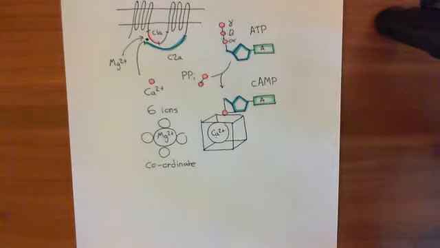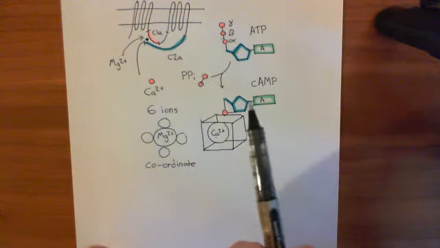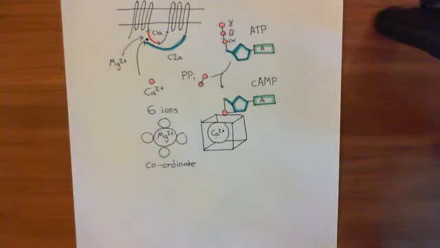And when the pyrophosphate remains bound in the active site of that enzyme, it means that you can no longer bring in another ATP molecule. So yes, you made one cyclic AMP molecule, great, but the enzyme is now inhibited because the pyrophosphate is just stuck to the calcium ion at the center. So calcium inhibits adenylyl cyclase 5 and 6.